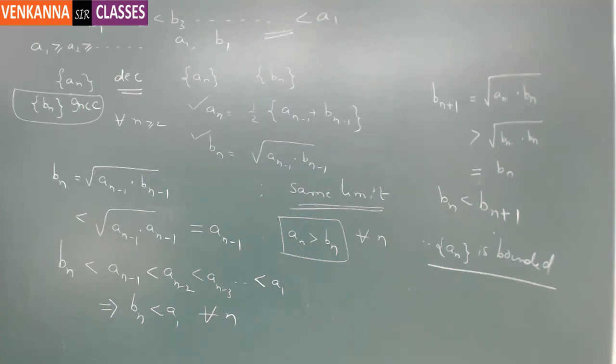Now, from the monotone convergence theorem, both the sequences are monotone and both the sequences are bounded, hence they are convergent. So you have done with the problem. There is one part left: you should prove that both the sequences will have the same limit. That we need to show. So can I erase this? Right?